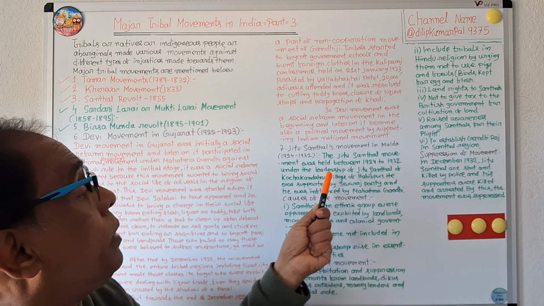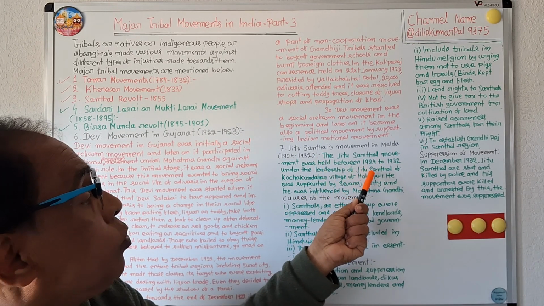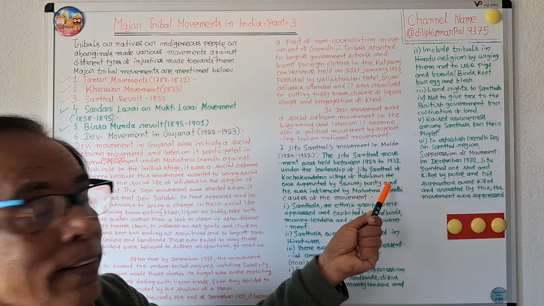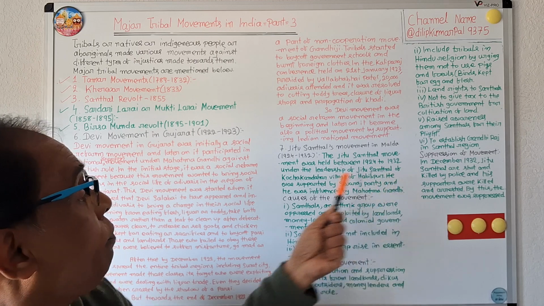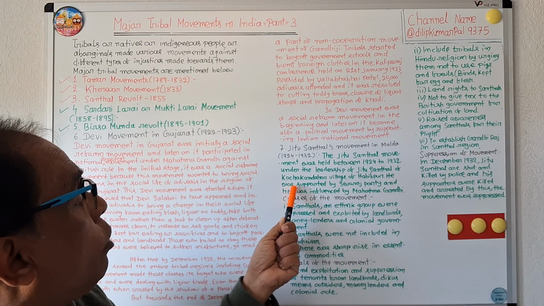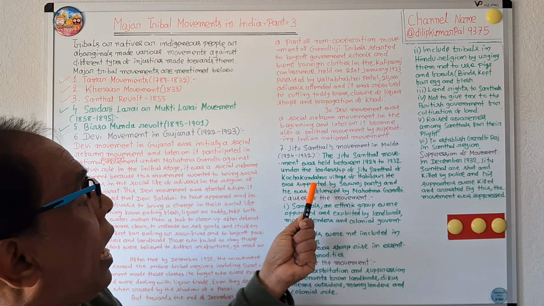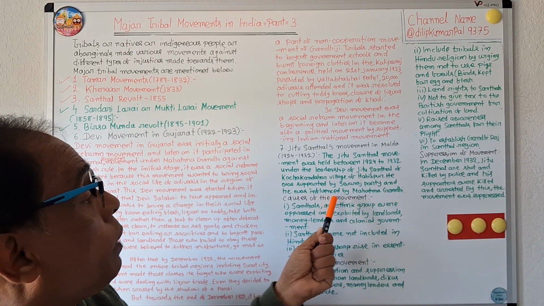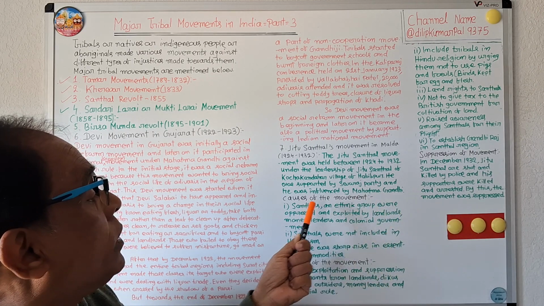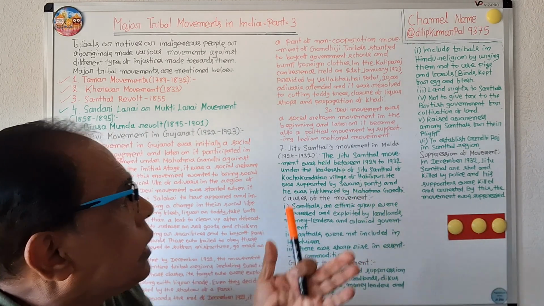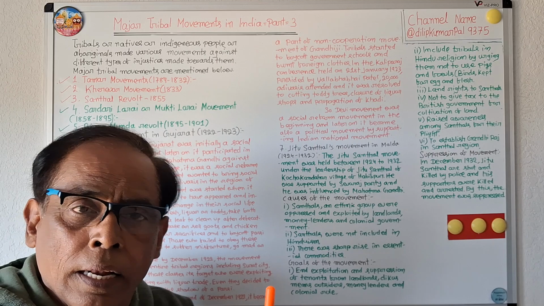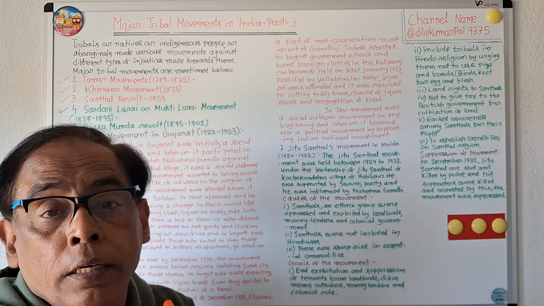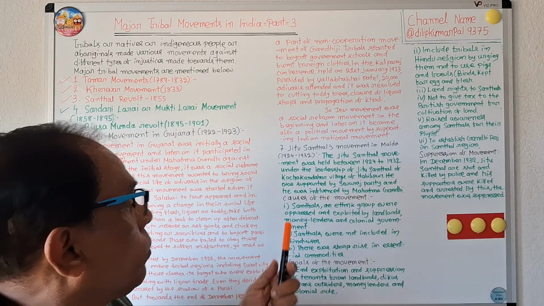The Jitu Santhal movement was held between 1924 to 1932 under the leadership of Jitu Santhal. Of which place? Of Kocha, K-O-C-H-A, Kandahar, K-A-N-D-A-H-A, village of Habibpur. He was supported by the Swaraj Party and he was influenced by the ideas of Mahatma Gandhi.